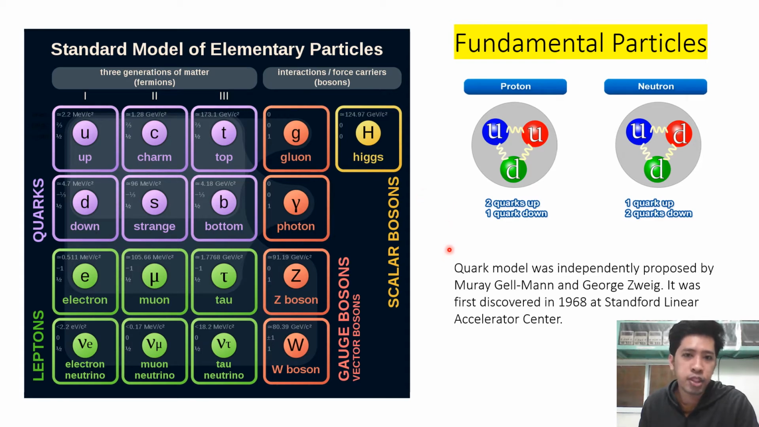And you also have here your force carriers, or what you call your bosons, your gauge bosons. So these are the fundamental force carriers. You have your gluon, your photon, your Z boson, and then your W boson. And then, of course, you have your scalar boson, which is your Higgs boson, the famous Higgs boson, the God particle.